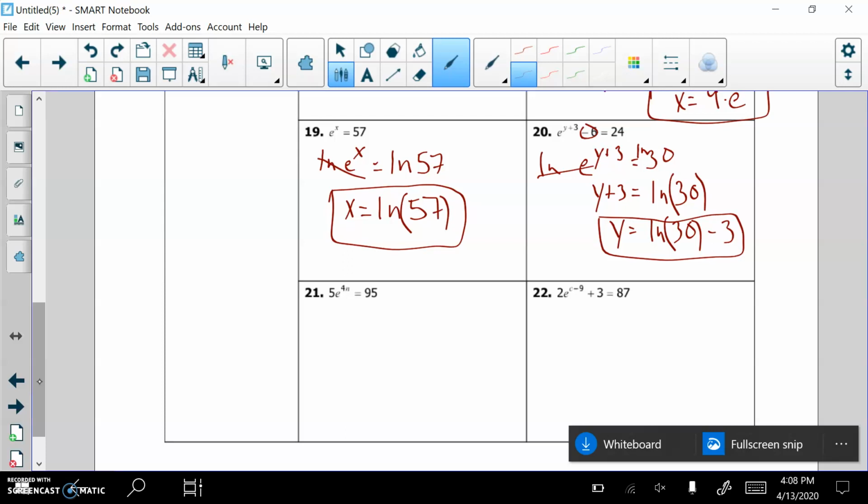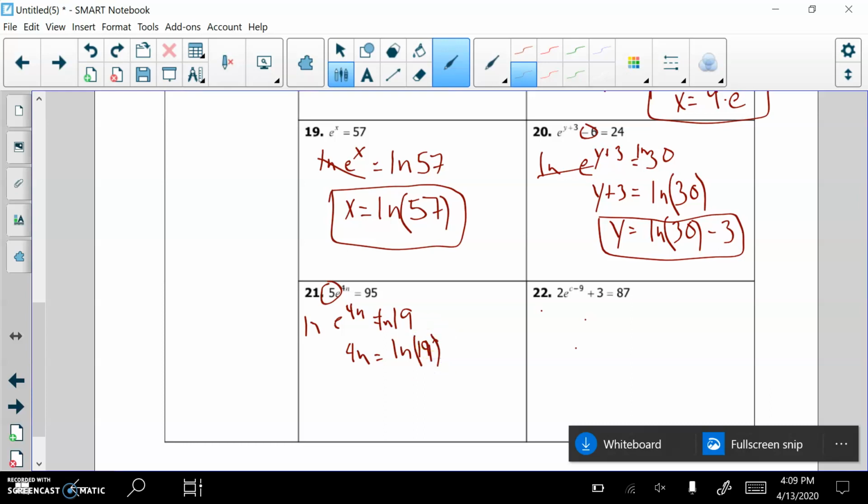Number 21, I want to isolate first. So I need to divide by 5. That gets me e to the 4n is equal to, what's that, 19? And then now I can natural log both sides. That gets me, I'm sorry, I don't have e to the 4n, I just have 4n equals the natural log of 19.